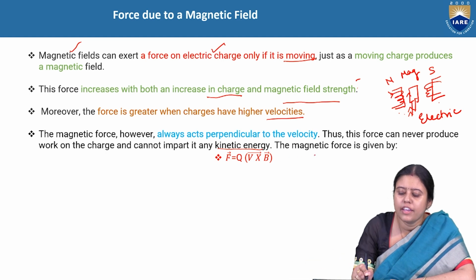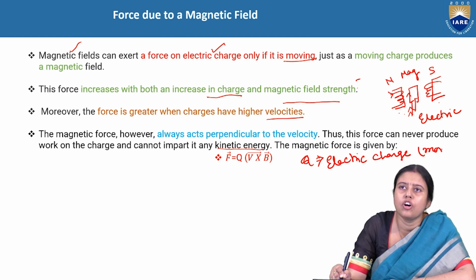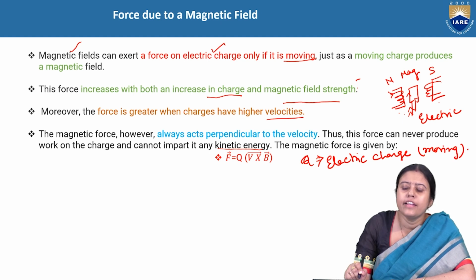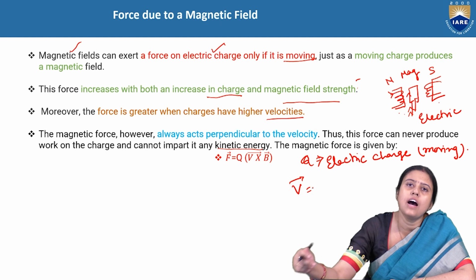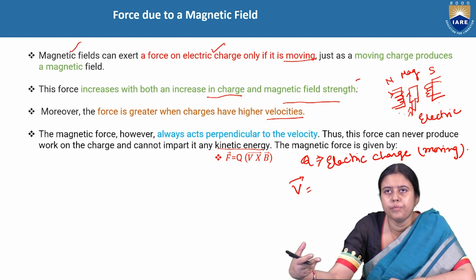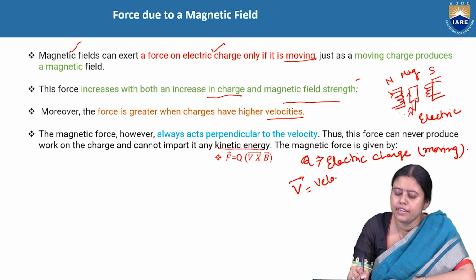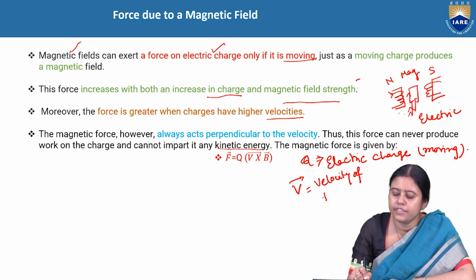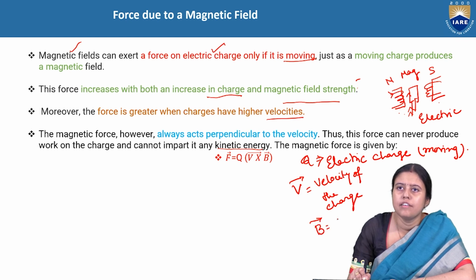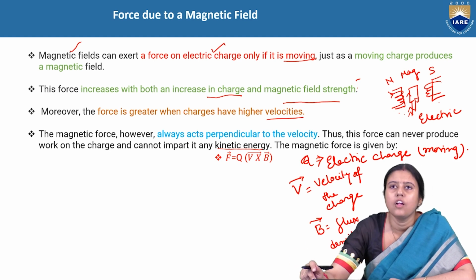Where Q is the electric charge, but it should be the moving charge, not the stationary charge. V is the velocity of the moving charge, and B is the flux density. So we can write F is equal to Q V cross B.